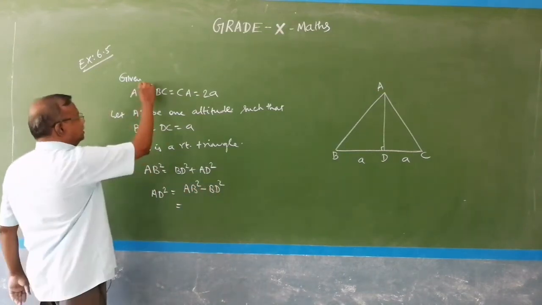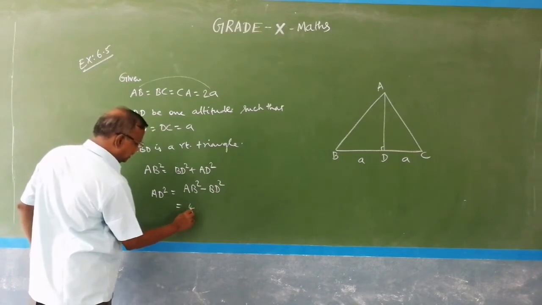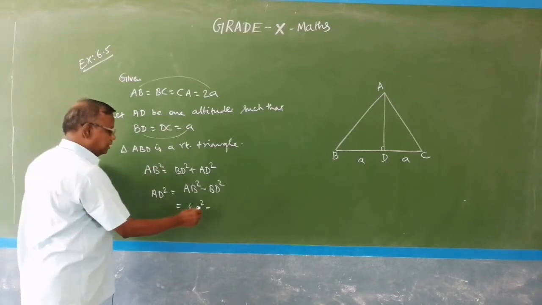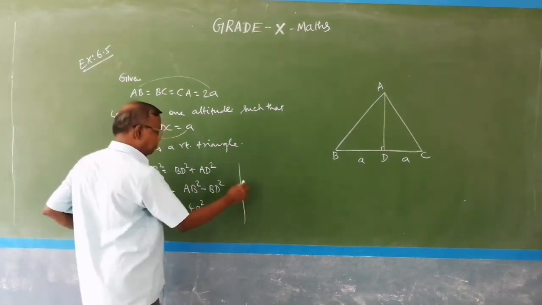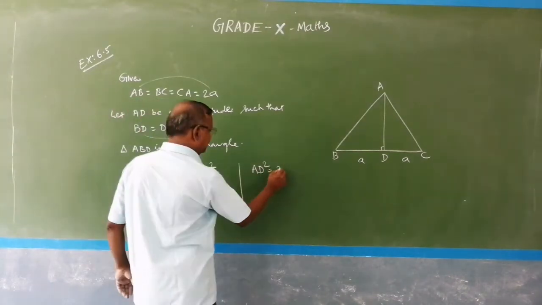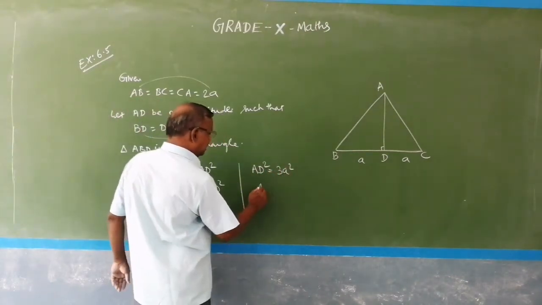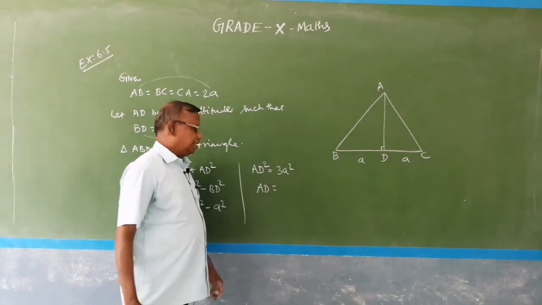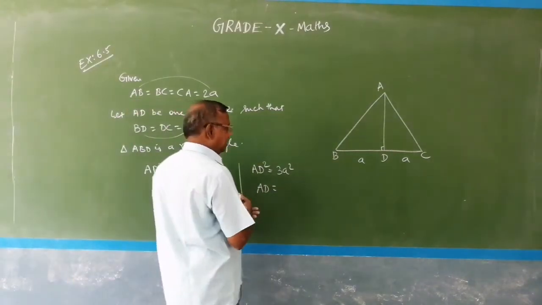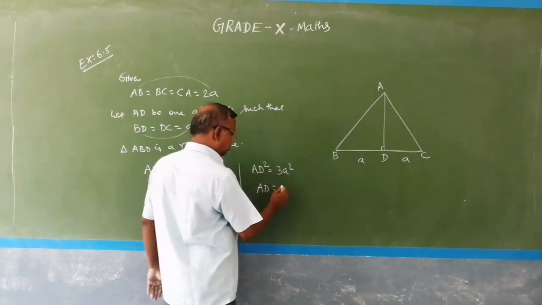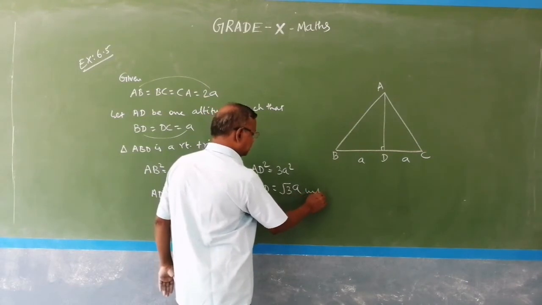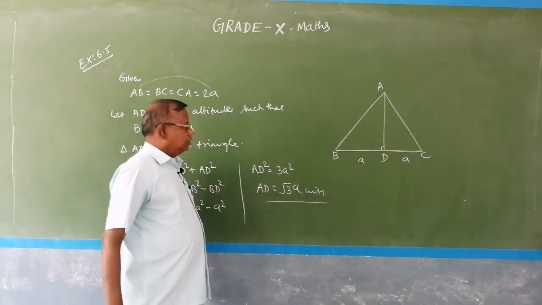We know that AB is 2A, therefore 2A the whole square equals 4A square, and BD equals A, so BD square is A square. So, AD square equals 4A square minus A square, which equals 3A square, and hence AD equals plus or minus root 3A. Negative cannot be taken here because these are all sides. So, AD equals root 3A units. This is the answer.